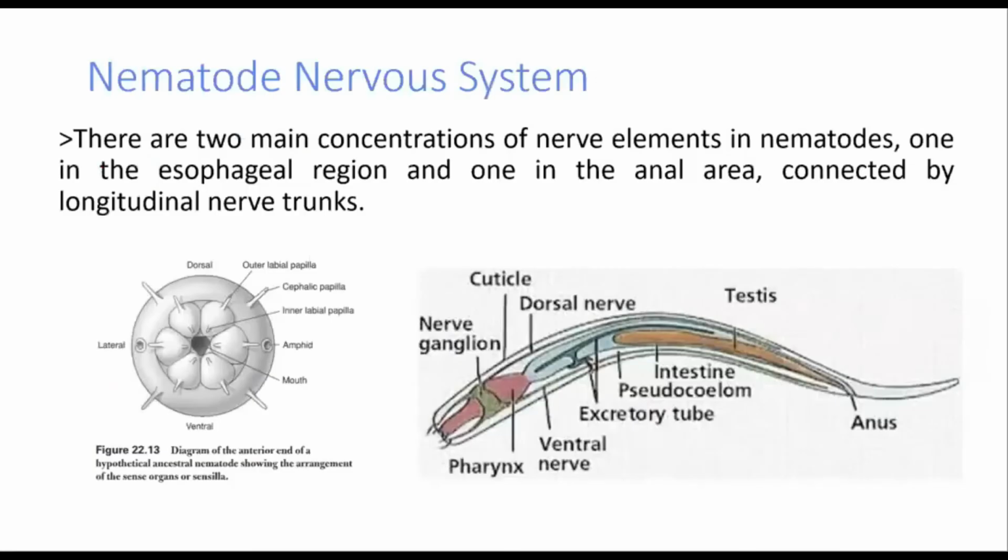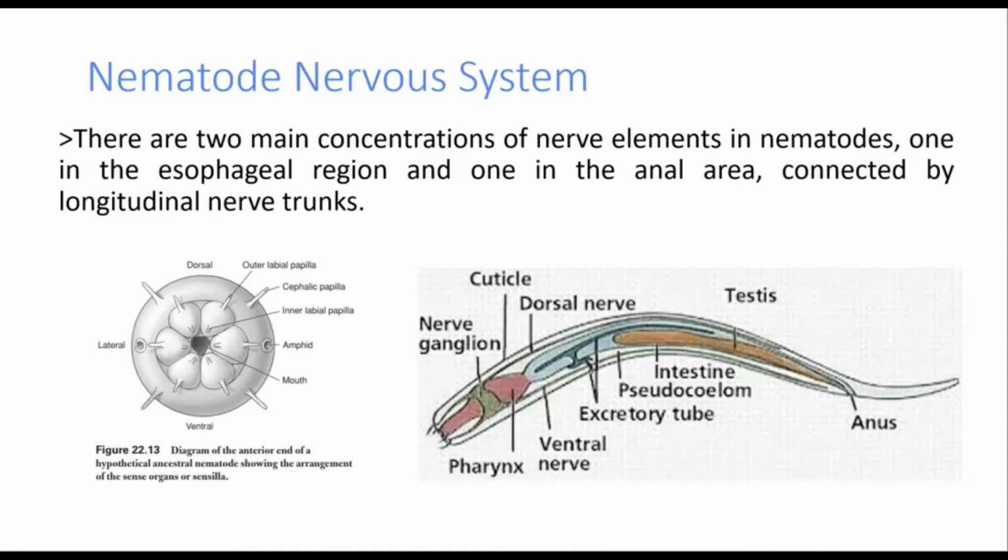So moving on to the nematode nervous system. The nematode nervous system is relatively simple. There are two main concentrations of nerve elements in nematodes, one in the esophageal region and one in the anal area, which are connected by the longitudinal nerve trunks.